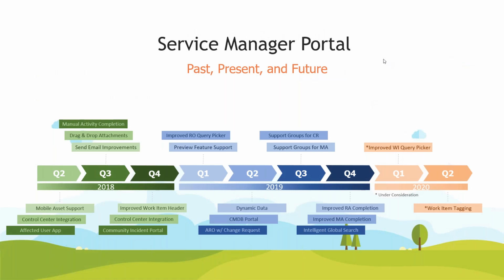So for the roadmap for Service Manager Portal, we're taking a quick look at the past and the present, and then we'll touch on the future as well. Back in 2018, we released a number of new features. For Q2, we released mobile asset support, Control Center integration, and our affected user application. The affected user application allows you to quickly determine when someone calls in whether they need an incident or service request, and switch between the two.